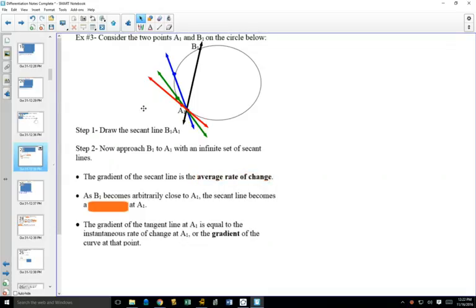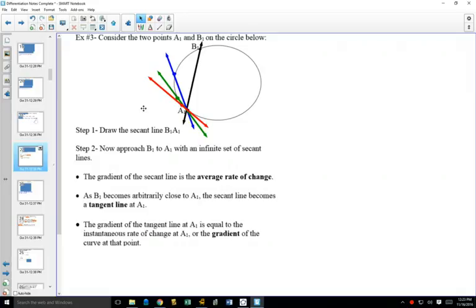The slope of that secant line is an average rate of change. But as you get closer and closer and closer to A1, it gets closer to the actual tangent line at A1. And the first part of calculus is all about slopes of tangent lines, about instantaneous rates of change. So our tangent line is the instantaneous rate of change at that point.